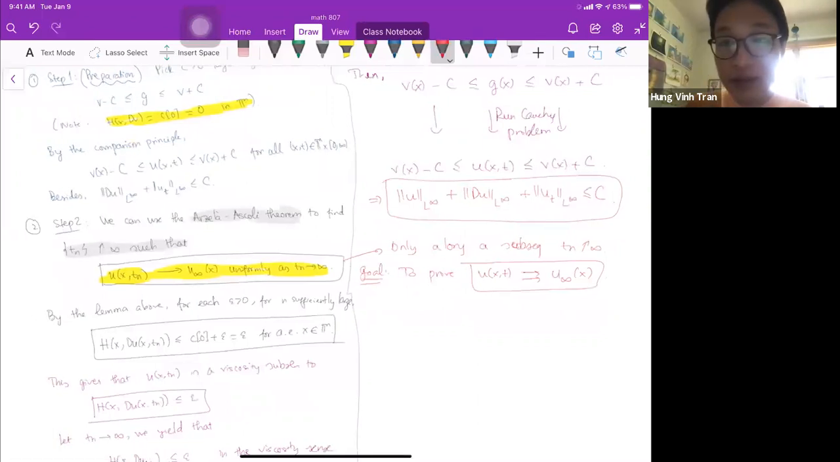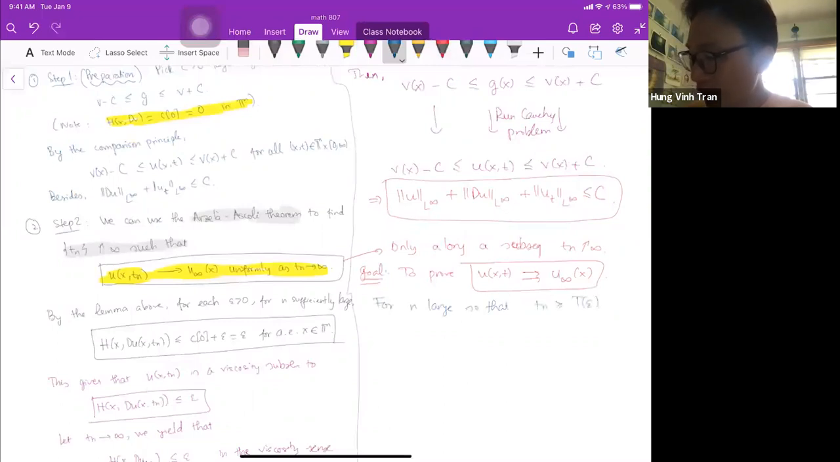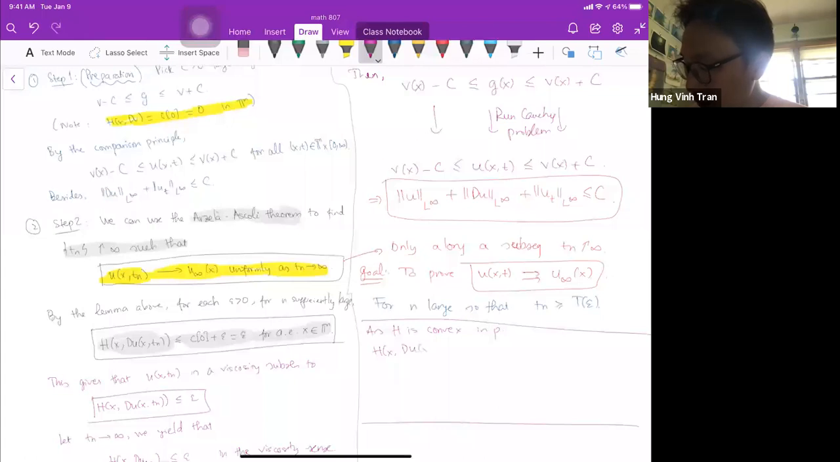So by the above lemma, at differentiable points, for n large, so that t_n is greater than or equal to t epsilon, we always have this inequality for almost every x in the torus, because u is differentiable almost everywhere, right? Remember that because of convexity, almost everywhere is equivalent to being a viscosity subsolution. Maybe let me recall this. There's a key point here: as H is convex in p, we have this very important property that H(x, Du(x,t_n)) is less than or equal to epsilon almost everywhere in the torus.